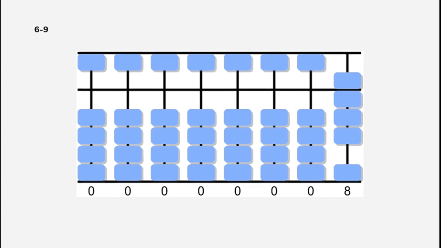Moving on, we have the number 8. As you can see, 8 is simply three 1 beads pushed up and one 5 bead pushed down, because 3 plus 5 gives us 8. And as for 9, we simply add 1 more 1 bead to 8, and then we have 9. 9 comprises one 5 bead and four 1 beads.